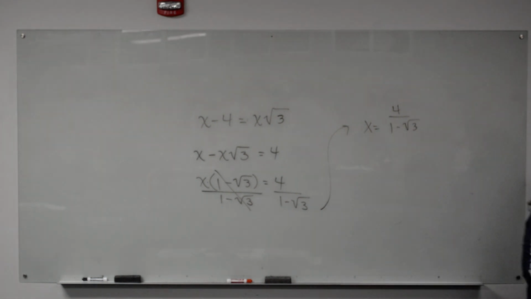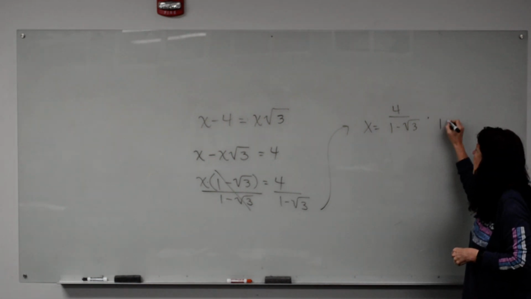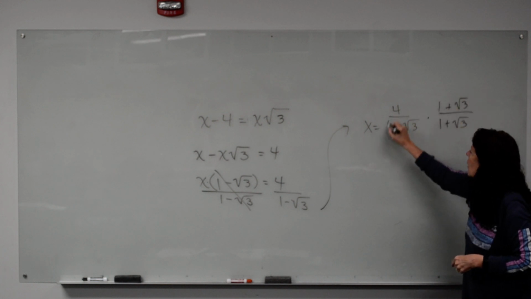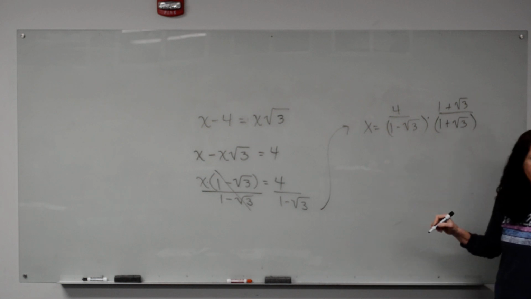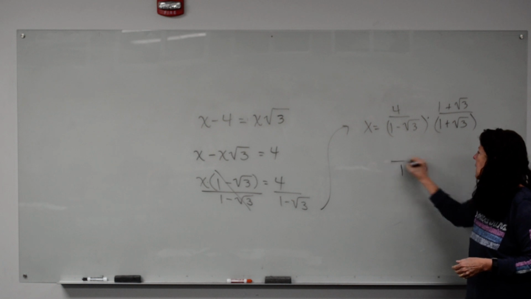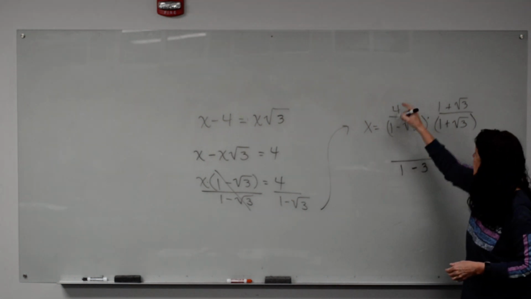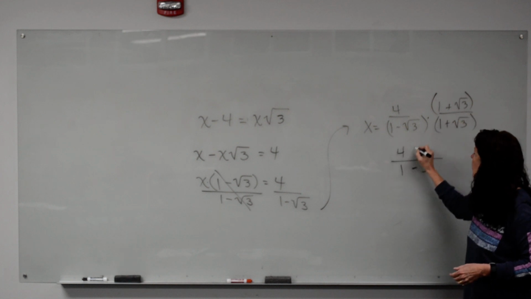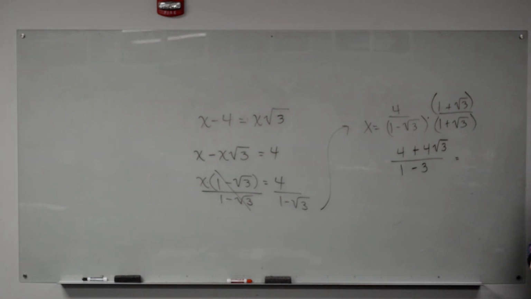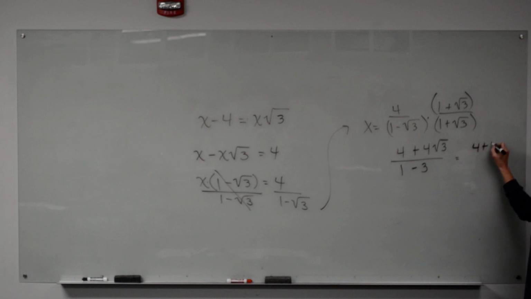Can I leave it like that? What do I have to do? I have to multiply it by 1 plus the square root of 3, the conjugate. Okay, on the bottom, that means I just do FOIL, right? First and last. So when I do first, I get 1. When I do last, I get minus 3, right? On the top, I'm going to do distributive property. So that's going to give me 4 plus 4 on the square root of 3. What am I going to have on the bottom? -2. So I've got 4 plus 4 on the square root of 3, and I have a -2 on the bottom.